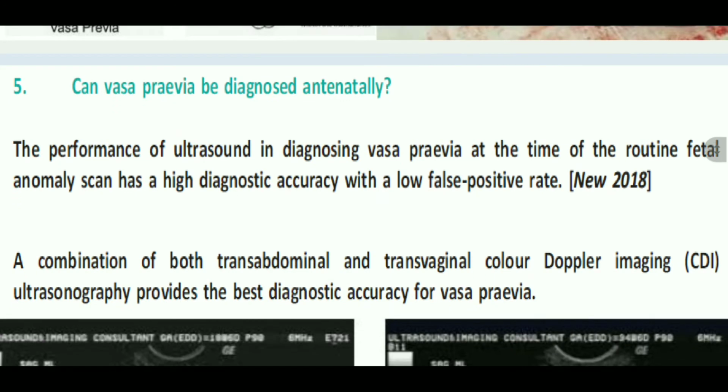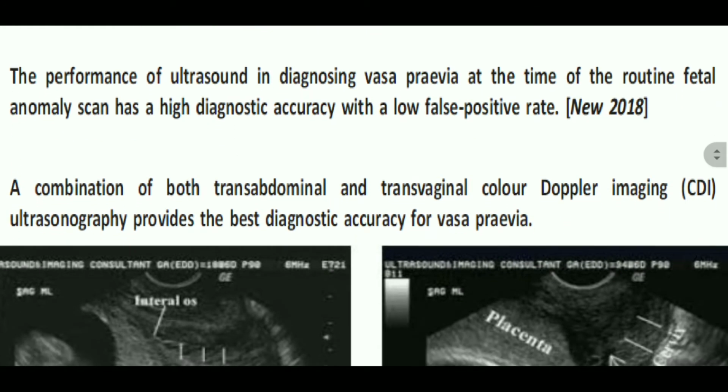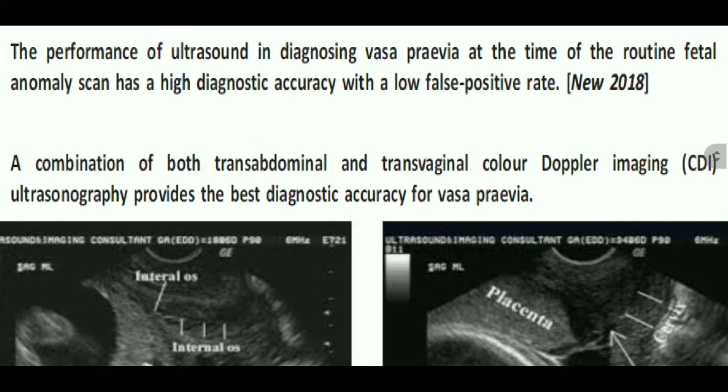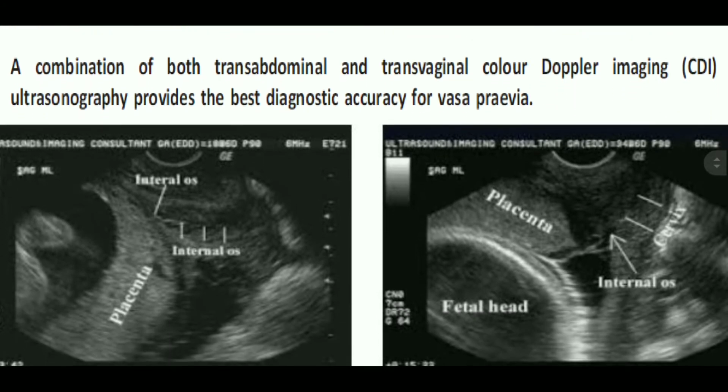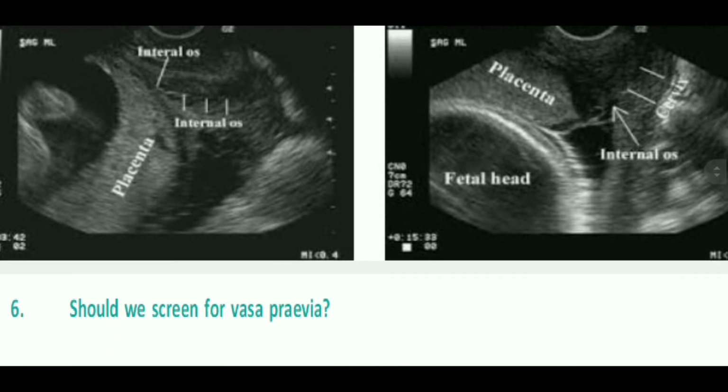Now, can Vasa Previa be diagnosed antenatally? Yes. The performance of ultrasound in diagnosing Vasa Previa at the time of routine fetal anomaly scan has high diagnostic accuracy with a low false positive rate. And a combination of both transabdominal and transvaginal color Doppler imaging ultrasonography provides the best diagnostic accuracy for Vasa Previa.